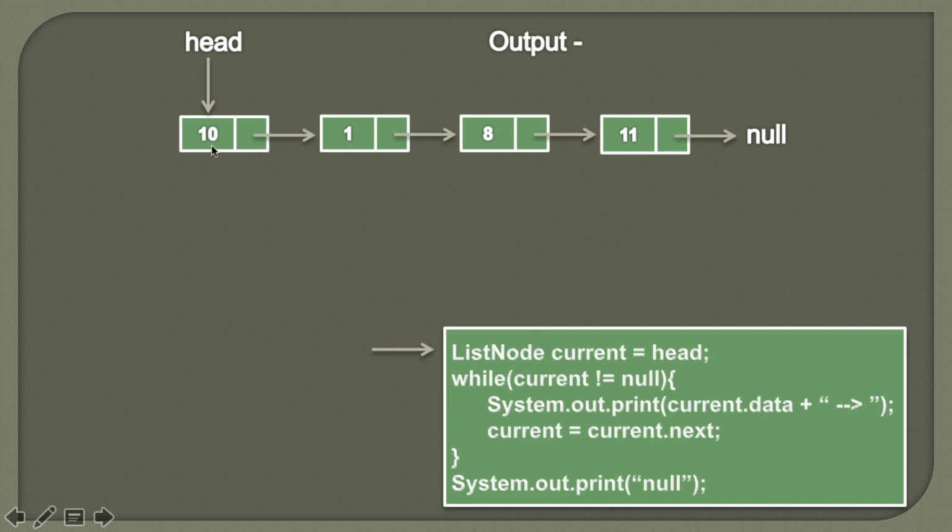So in order to start traversing from this head node, we temporarily create a list node which points to this head node. The name of this list node is current, and we assign the value of head to it. So it would look something like this: we have a list node by the name current and it is pointing to head. Moving ahead.